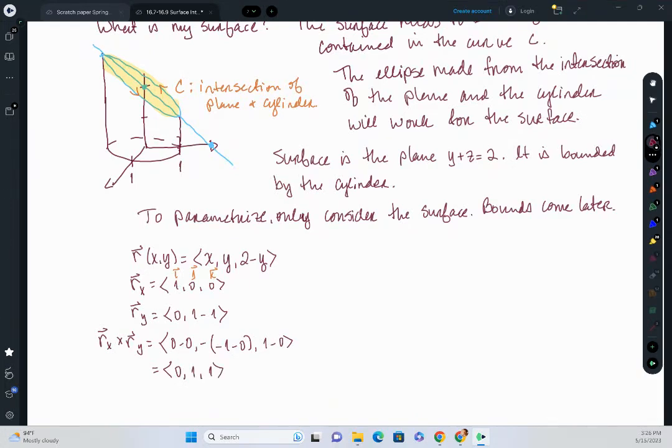And this is indeed going to be a normal vector that points outward on our surface, okay? So that's great, we've got that. So this points outward and upward.